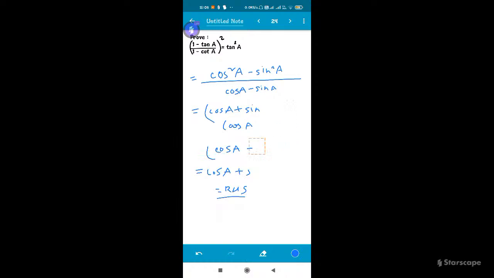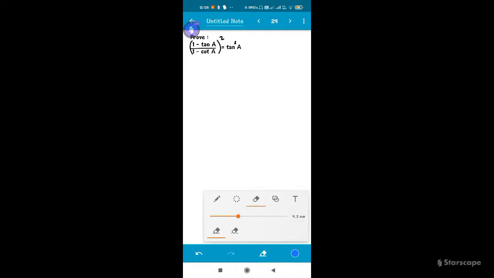So let me erase it and let's begin with the next question. Alright, this is an easy one. We have to prove that (1 minus tan a divided by 1 minus cot a) whole square is equal to tan square a. So over here we see that in the left hand side we have terms of tan and cot, but in the right hand side we have terms of tan. We cannot make any changes from here directly. So we have to convert it into sin and cos form. Okay, I'm happy that it is clear to you. So let's begin with the LHS part.